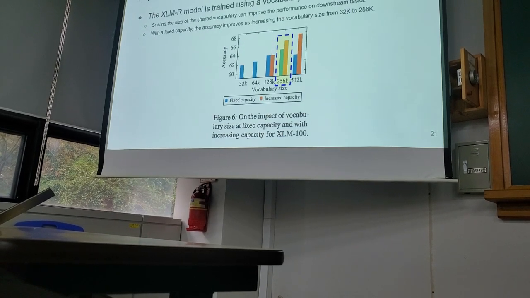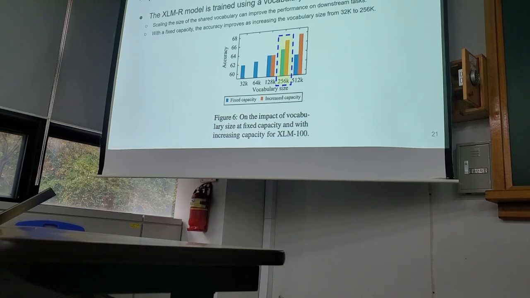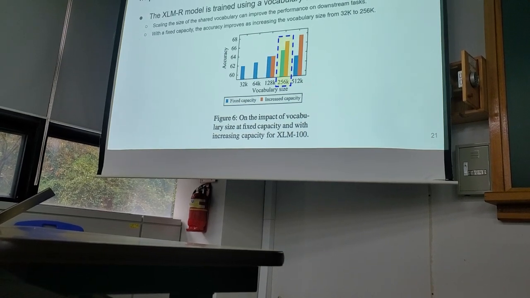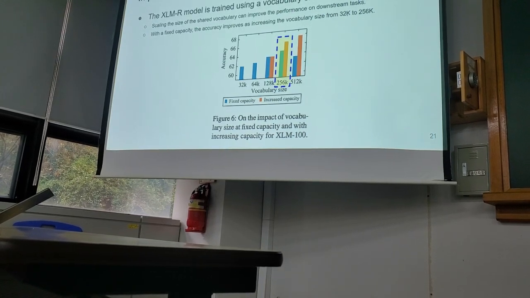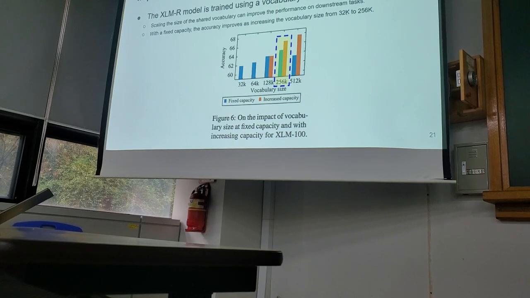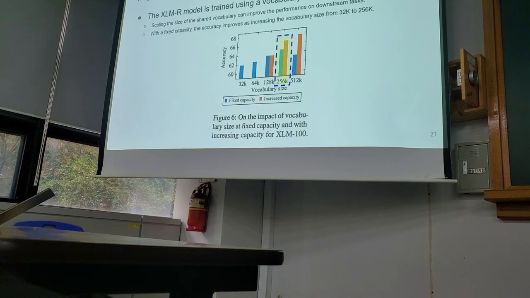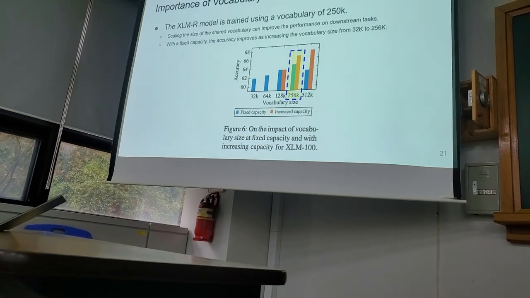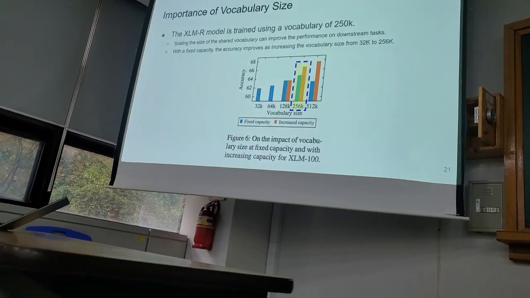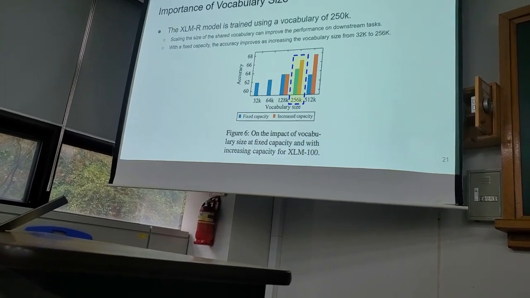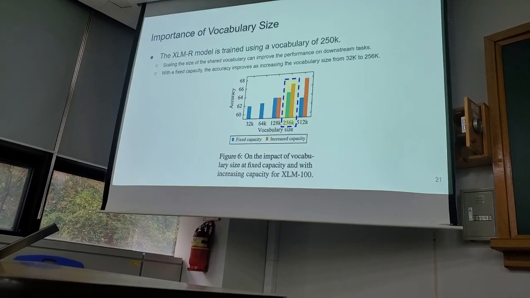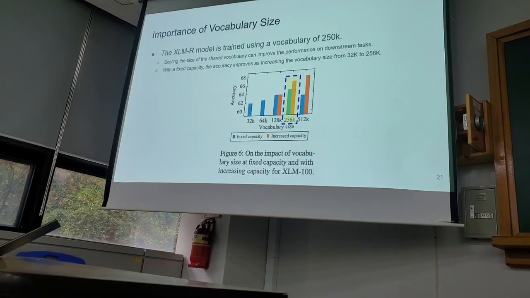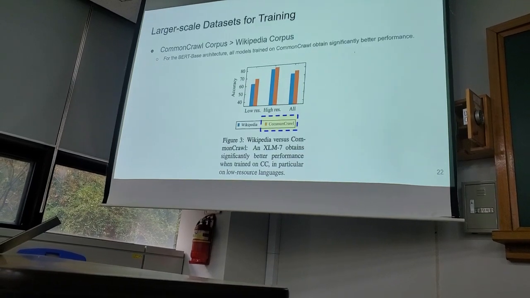Next one is about the importance of vocabulary size. Scaling the size of the shared vocabulary can improve the performance on downstream tasks. As you can see in this figure, however, with a fixed capacity, after a vocabulary of 256K, the accuracy goes down. So for that reason, the XLM-R model is trained using a vocabulary of 250K.